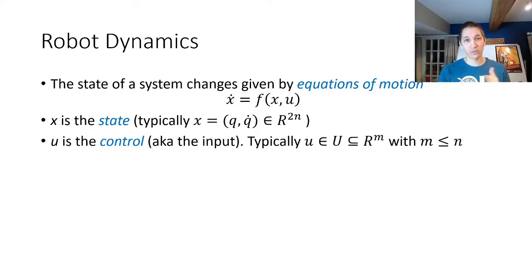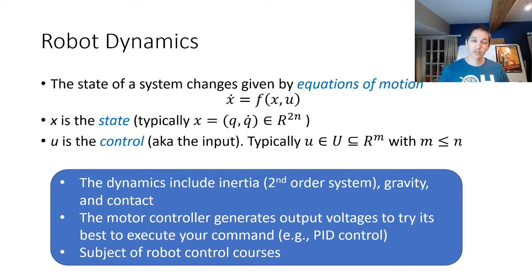In fact, for a motor, we only have n degrees of freedom and 2n state variables. The reason why is because the dynamics include inertia. This means that it's said to be a second-order system. The robot is also affected by gravity, contact, and other external forces. So the motor controller, if you're going to take a course on control theory, you're going to design motor controllers that try to execute these controls as faithfully as possible. However, they can only do their best, and there's only so much that they can actually do. For example, PID control, proportional integral derivative control, is one way to try to control the x state so that it tracks a given set point, u, that you define from your command.